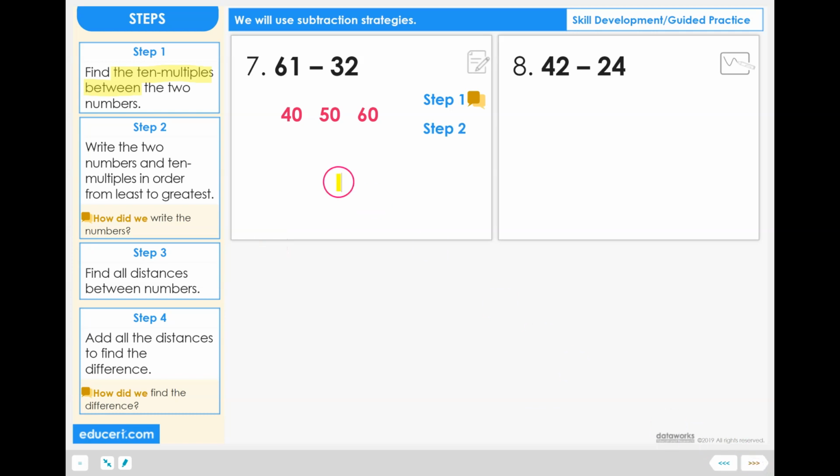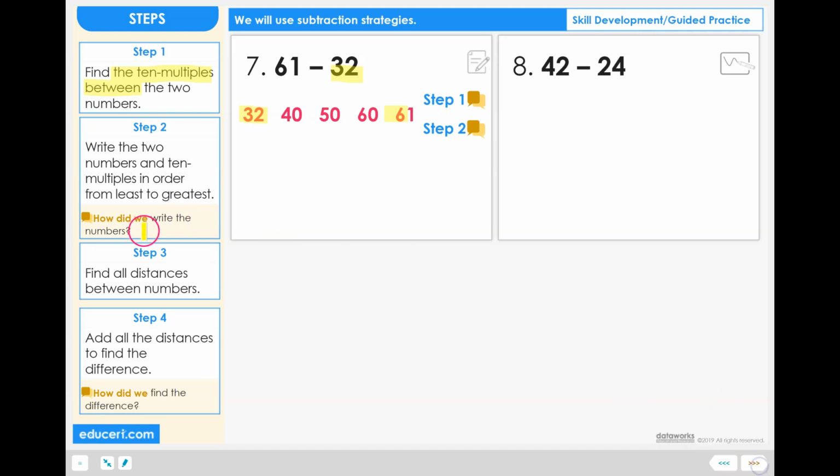Let's move on to step number 2. Ready? Read. Write the two numbers and the 10 multiples in order from least to greatest. Well, I already have my 3 10 multiples, and I already put them in order for least to greatest, so I need to put the 32 over here in front and the 61 on the end after the 60, and then I will have all 5 numbers in order from least to greatest.